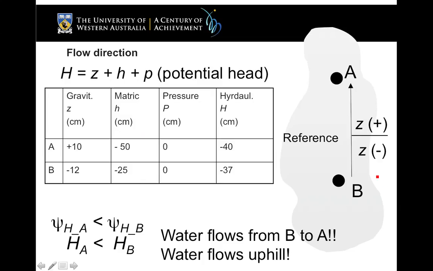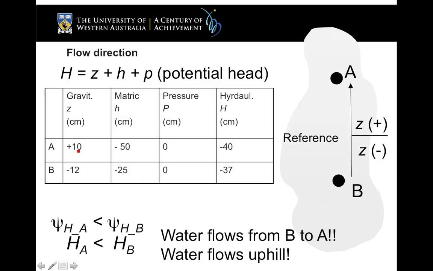So here's an example. Here we have point A in the soil and point B in the soil, again with some reference level. Over in the table here, you can see the actual numbers. Point A is 10 centimetres above that reference level. Point B is 12 centimetres below that reference level. They've used an instrument to measure the matrix potential in the soil, a tensiometer probably, and at point A, the tensiometer is reading minus 50 centimetres. At point B, the tensiometer reads minus 25 centimetres of matrix potential. It's unsaturated conditions, so our pressure potentials are both zero.